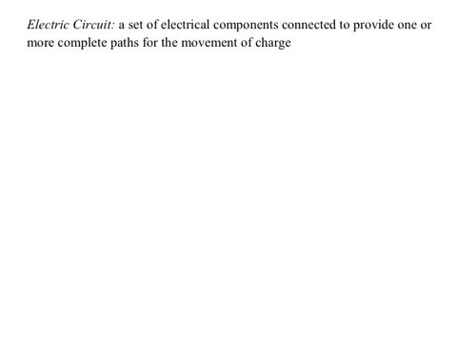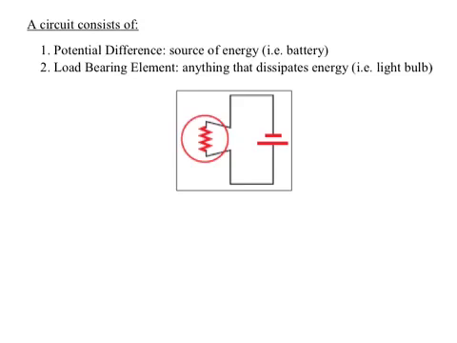So a circuit, simply put, and this is the simplest circuit that could exist, has to have two things. First, a source of energy known as a potential difference. Why do I keep using the word potential difference? Why does the word potential difference make sense?